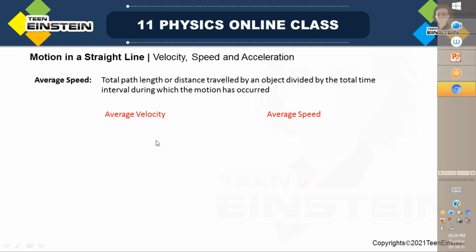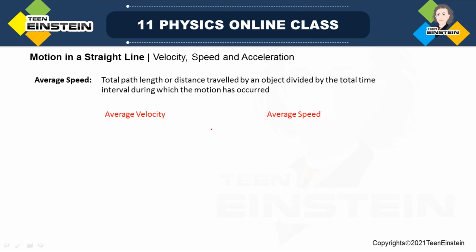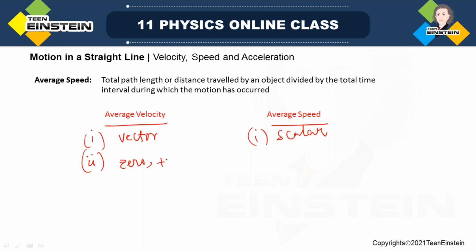Now we can draw some contrast between average velocity and average speed. I have already discussed this. Average velocity is a vector quantity that we have learned already. Average speed is a scalar quantity. A vector quantity can be zero, positive, or even negative, but this will always be positive. It cannot be zero or negative.